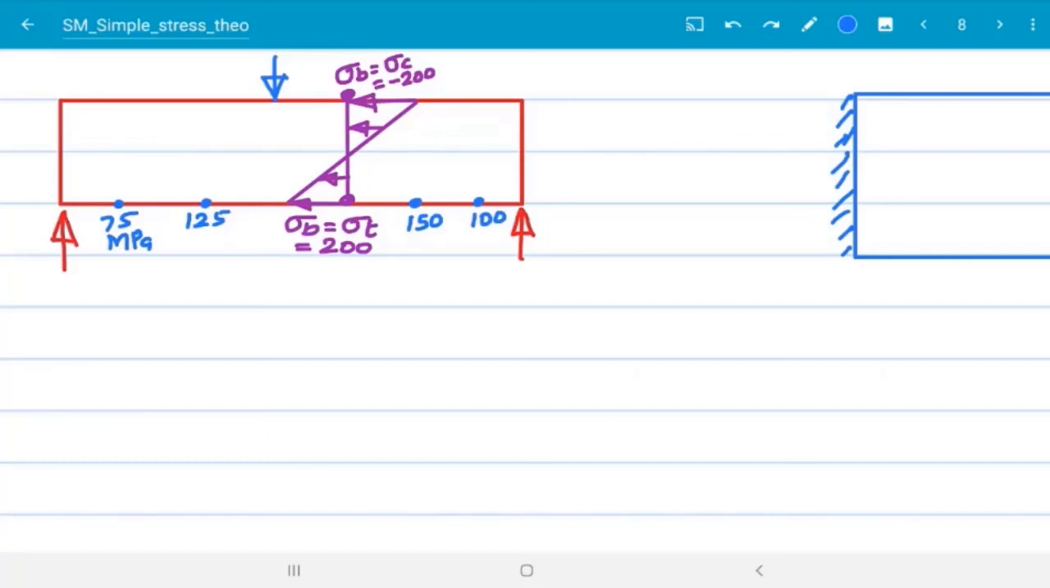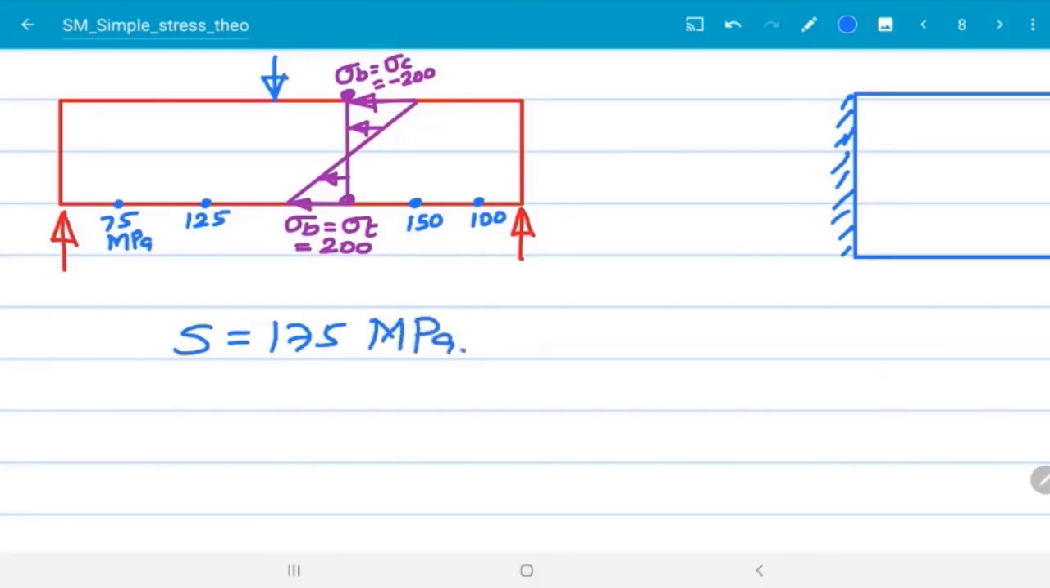That number should be compared with the strength. Now tell me, which stress should be compared with the strength? The highest, 75 or what? Which one? The higher value. Excellent, super. For example, suppose strength is 175 megapascal.